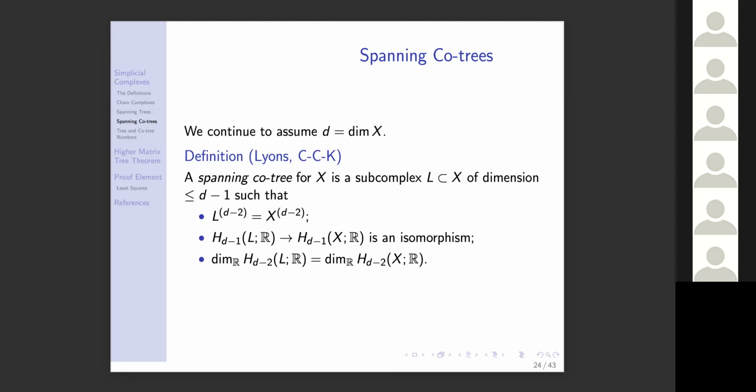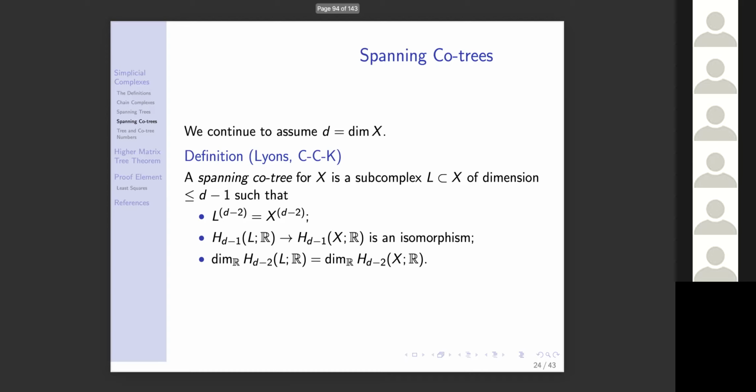Okay, so these are the three conditions of a spanning cotree. So in a spanning tree, the top dimensional homology of L would have been 0, but we're now assuming that the top dimensional homology of L coincides with the homology of X in that degree. That's the difference.